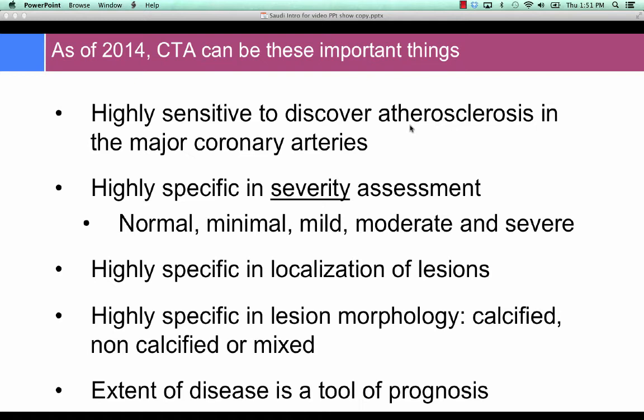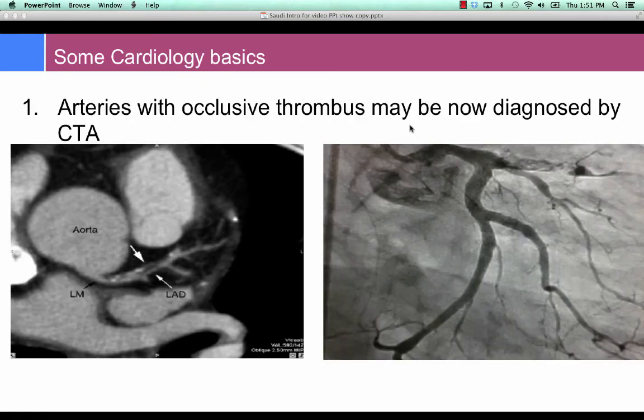So just remember, it's a highly sensitive test. It's very specific in determining severity now. It's very specific in localizing lesions. And it's becoming highly specific in determining plaque morphology. And also, of course, whatever your measure, the extent of disease that can actually be seen is a wonderful tool in determining the prognosis of a particular patient.